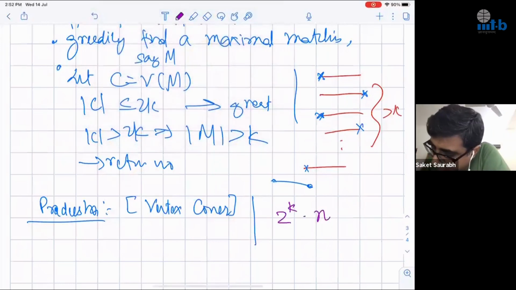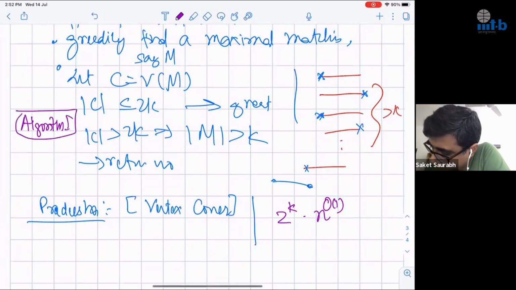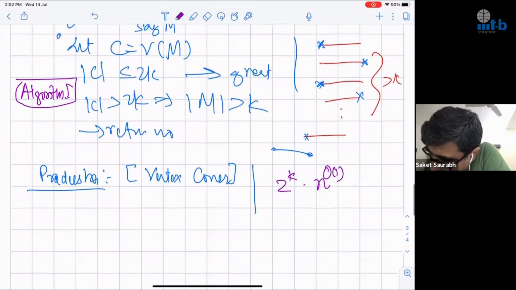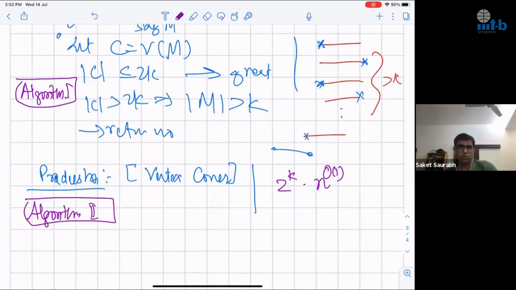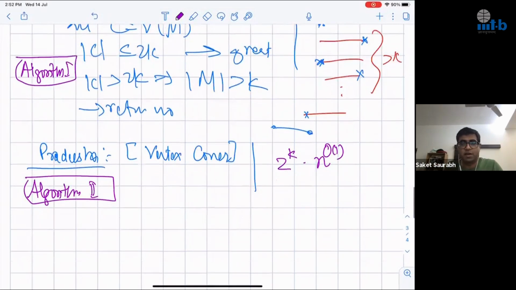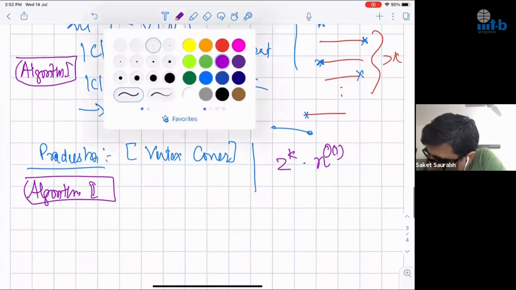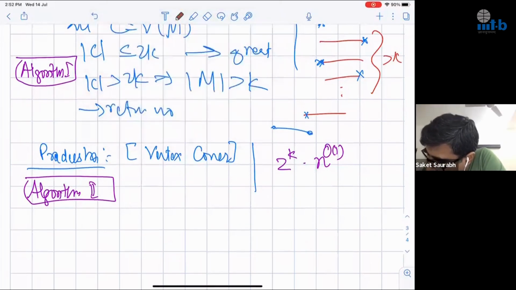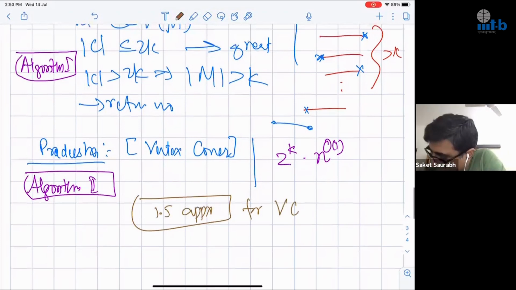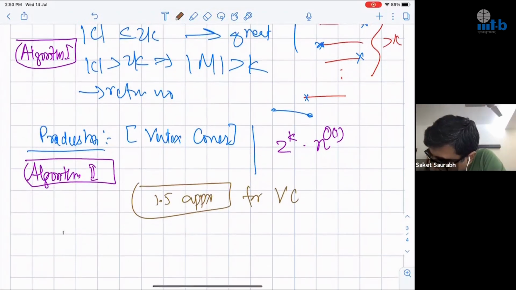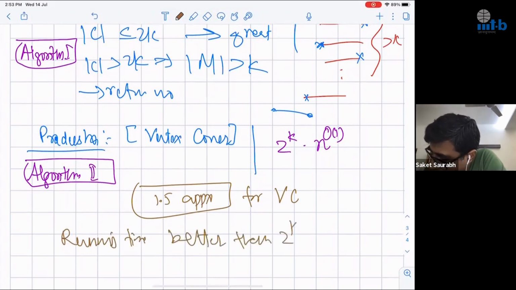Okay, so we have this algorithm 1. We have this algorithm 2. Now, if I give you a power of FPT running time, then maybe let's ask ourselves, can we get, say, a 1.5 approximation for vertex cover, with a running time better than 2 power k? Can you think of any algorithm?